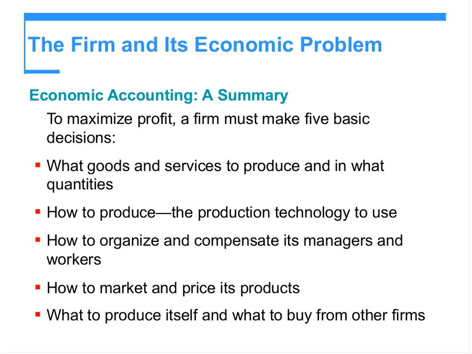So let's talk now about economic accounting, a summary of that here, to be able to see how these different figures and so on help us to judge a company economically and investigate problems. To maximize profit, a firm must make 5 basic decisions. These are the 5 basic decisions that any company in the world makes to be able to make profit. First one is what goods and services to produce and in what quantity.